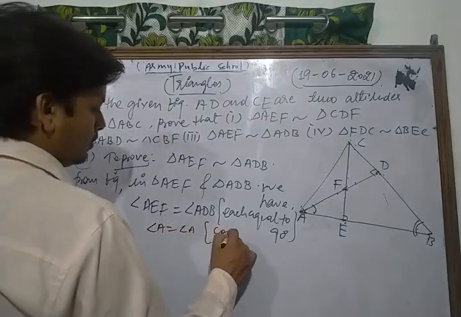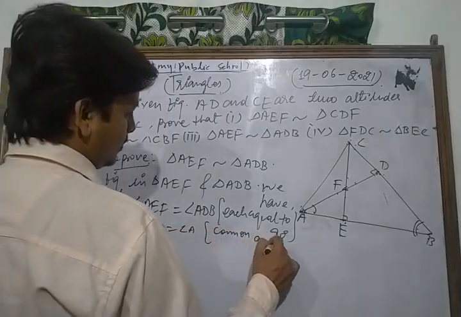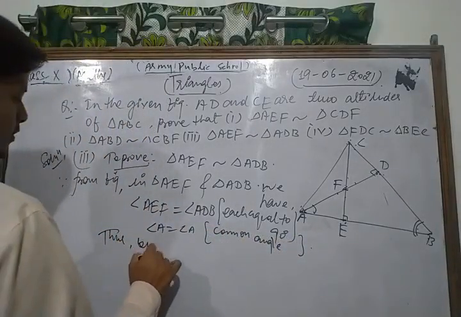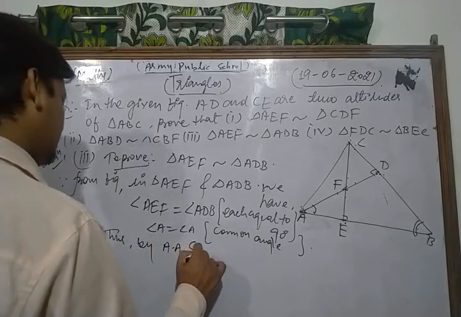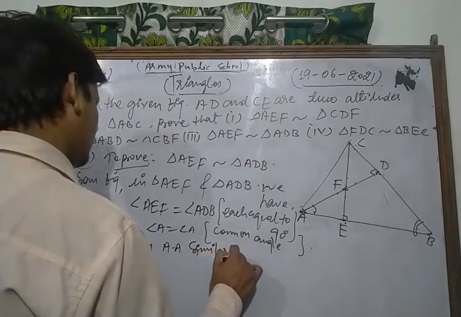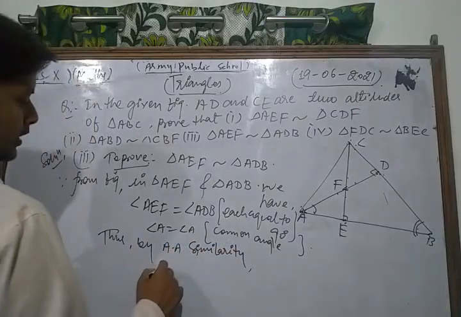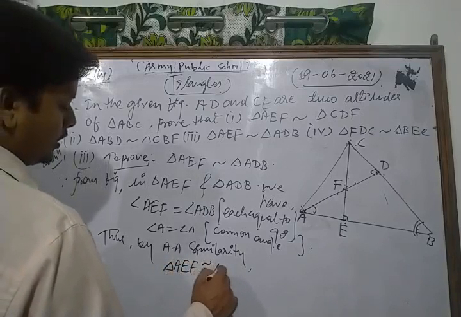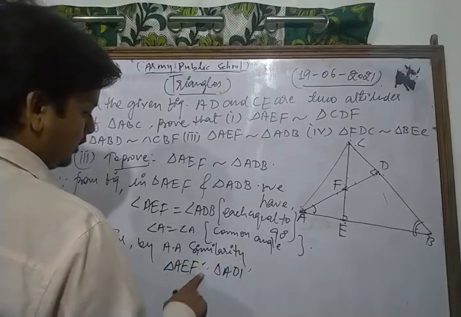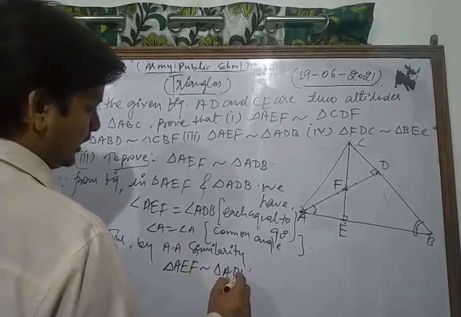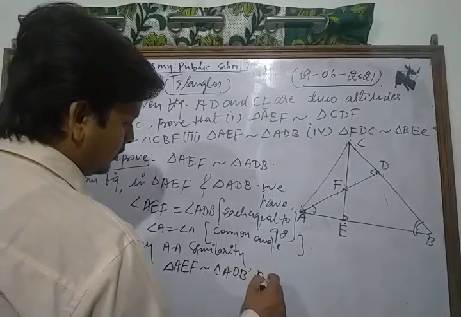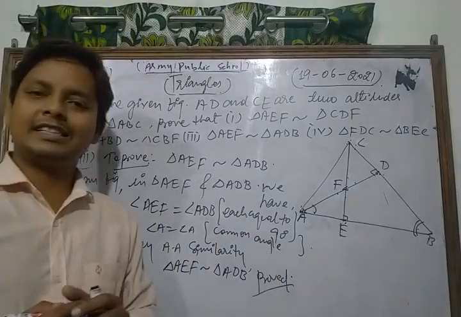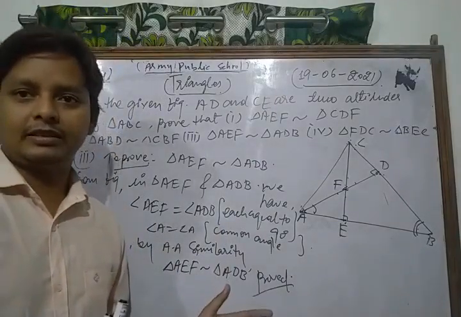This is the common angle. Thus, by AA similarity, triangle AEF is similar to triangle ADB. Hence, proved. Okay. So, dear student, this is the method to solve that question.